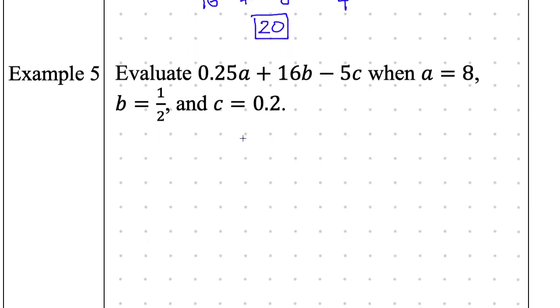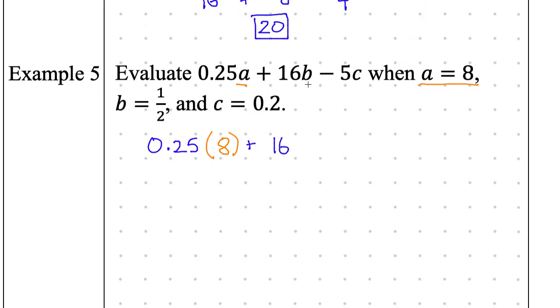Our last example that we have is decimals and fractions. Yikes, these can be scary. All right, so I'm going to rewrite this problem. 0.25, and we'll say it's going to be my a, which is 8, so times 8. And then I'm going to do plus 16.